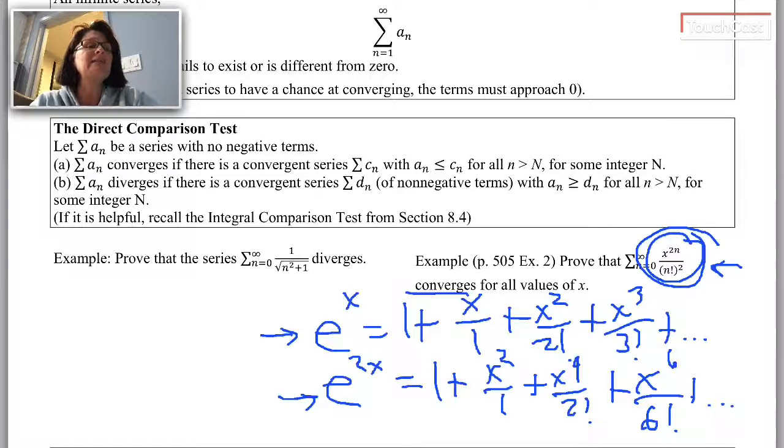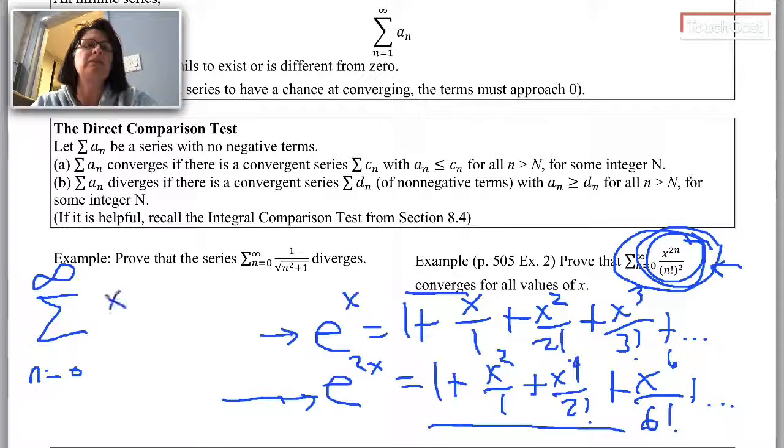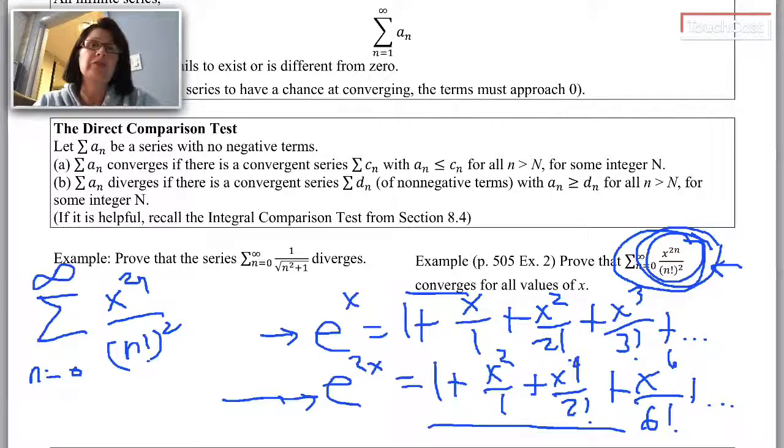So I can say that since this series I've been given has only positive terms, and since e to the 2x converges for all x, and term by term, the series I've been given is less than or equal to all the terms in the e to the 2x series, therefore this series, as n goes from 0 to infinity of x to the 2n over n factorial squared, also converges.